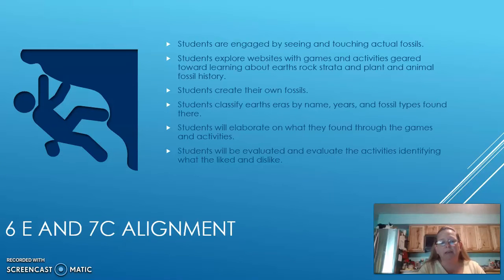On my 6E and 7C alignment, students are engaged by seeing and touching actual fossils. Students explore websites with games and activities geared toward learning about Earth's rock strata and plant and animal fossil history. Students create their own fossils. Students will classify Earth's eras by name, years, and fossil types found there. Students will elaborate on what they found through the games and activities. And students will be evaluated and evaluate the activities, identifying what they liked and disliked.